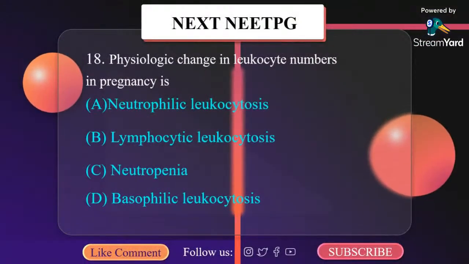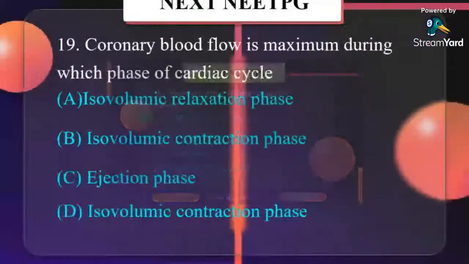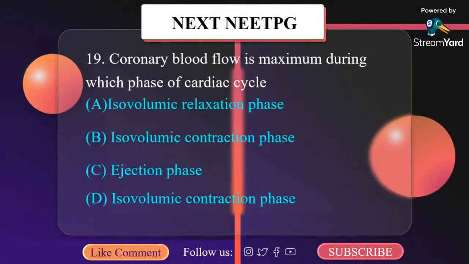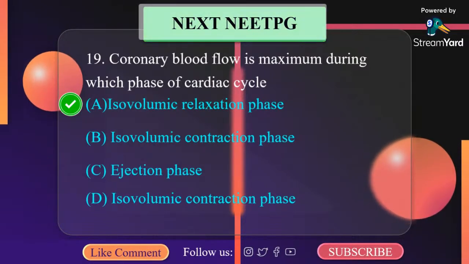Physiological change in leukocyte number in pregnancy is neutrophilic leukocytosis. Coronary blood flow is maximum during which phase of cardiac cycle? It is during isovolumic relaxation phase.